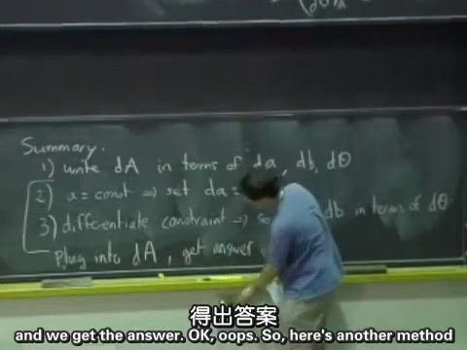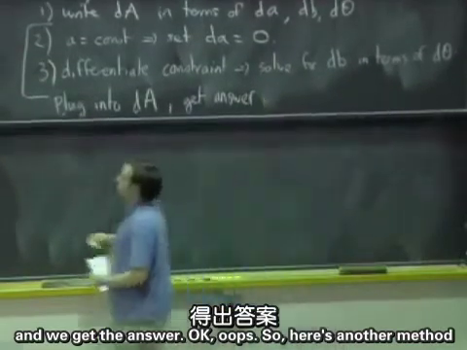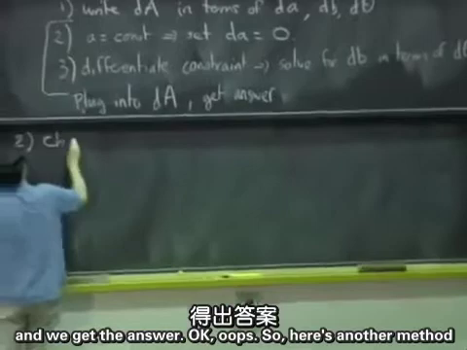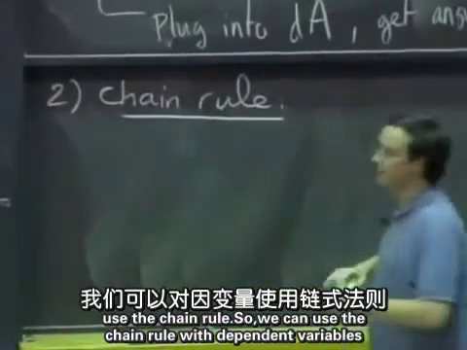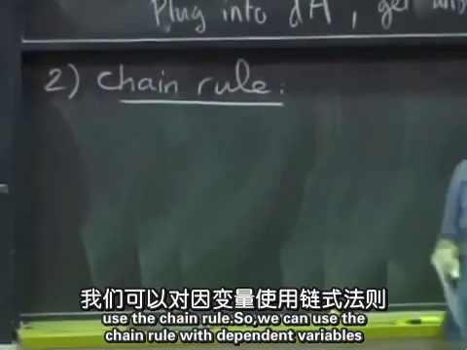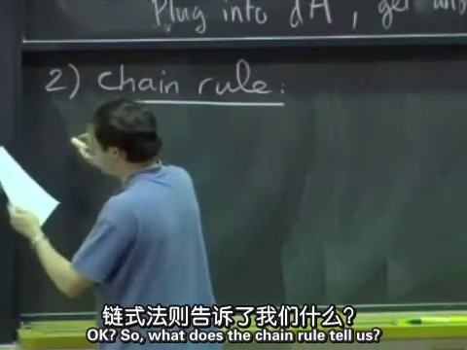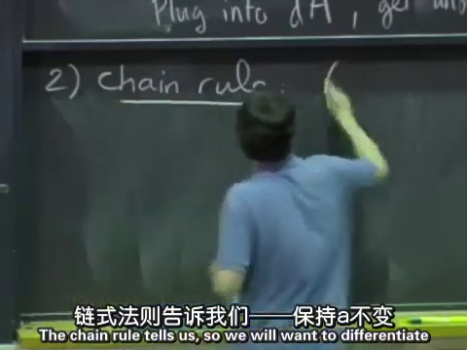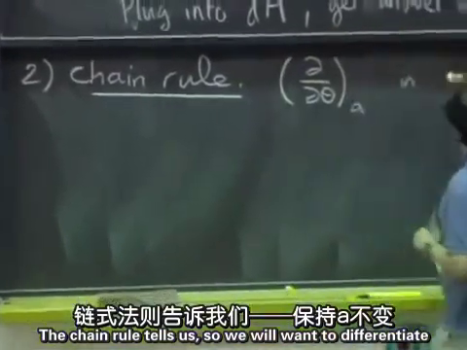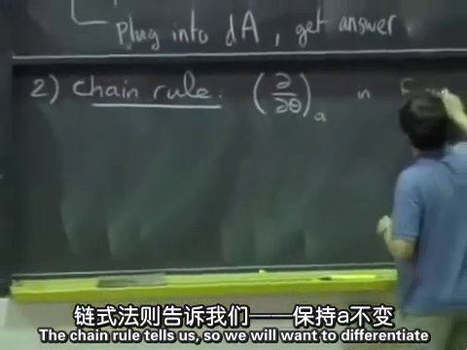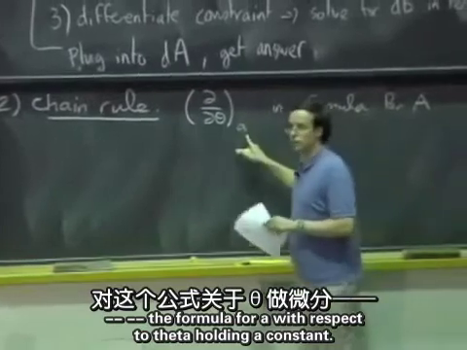Okay. Here's another method to do the same thing differently, to use the chain rule. So we can use the chain rule with dependent variables. Okay? So what does the chain rule tell us? The chain rule tells us, so we will want to differentiate the formula for A with respect to theta, holding little a constant.